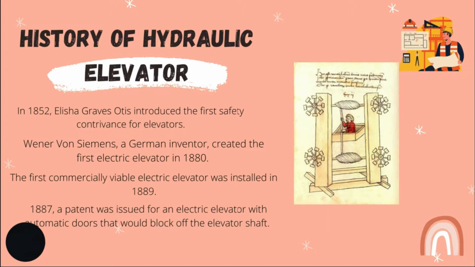In 1852, Elisha Graves Otis introduced the first safety device for elevators. Werner von Siemens, a German inventor, created the first electric elevator in 1880. The first commercial electric elevator was installed in 1889. In 1887, a patent was issued for an electric elevator with automatic doors that would block off the elevator shaft. Then the elevator was completely developed. Thank you.